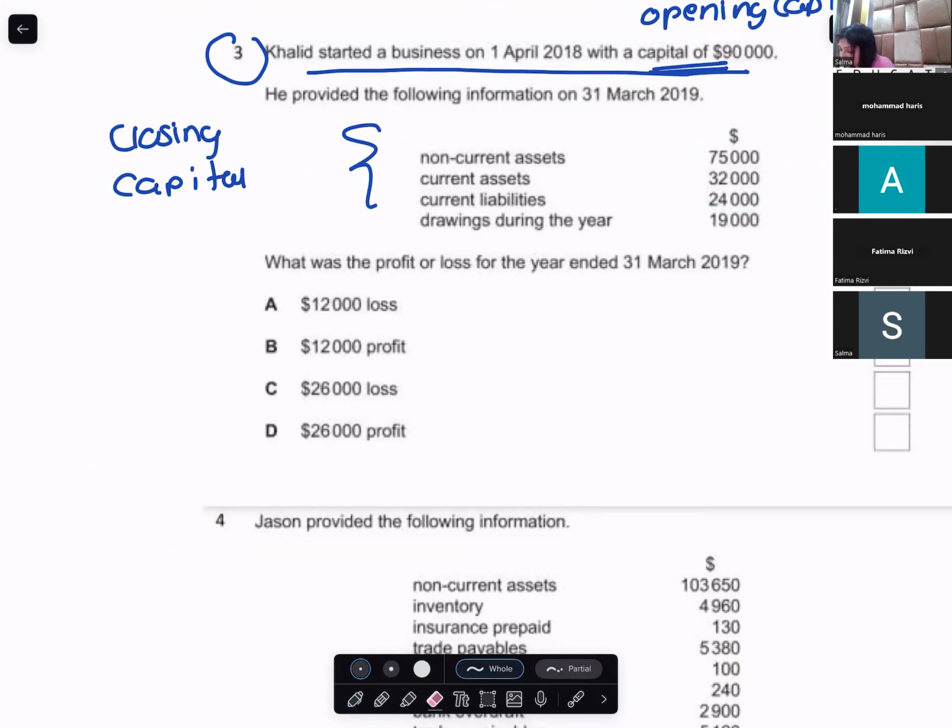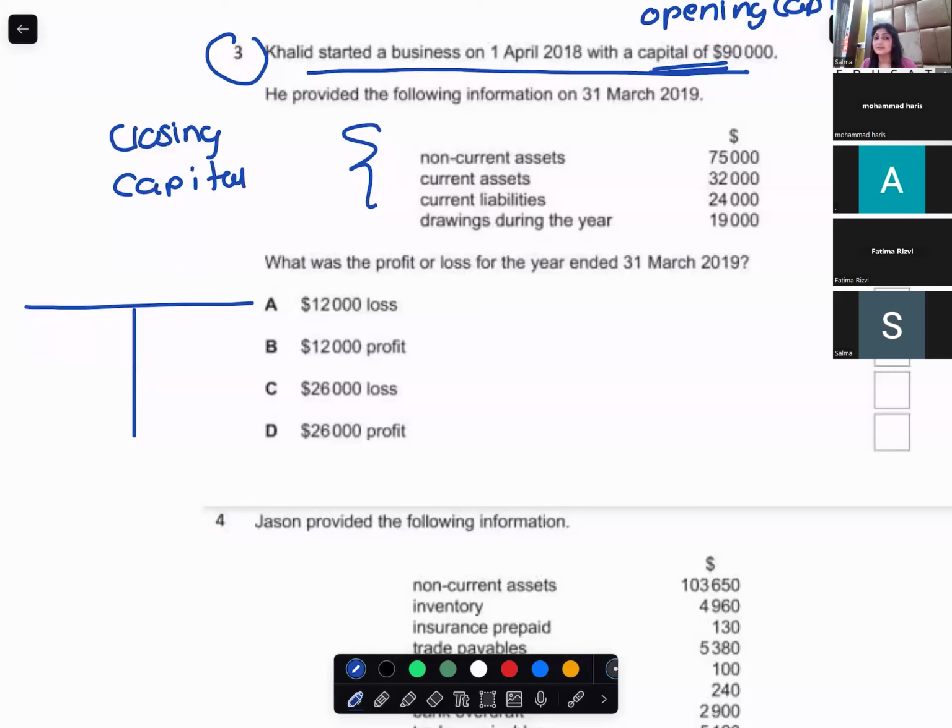Miss, I'm getting answer of $26,000. Darling, your method is wrong. What will I do for your answer? Do you minus the drawings to get your closing capital? Miss, they were asking for profit or loss. So they asked you, how do we find profit or loss? Capital account. What do you do in the capital account? We make a statement of affairs first.